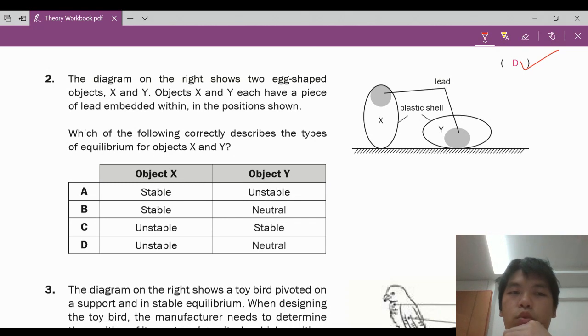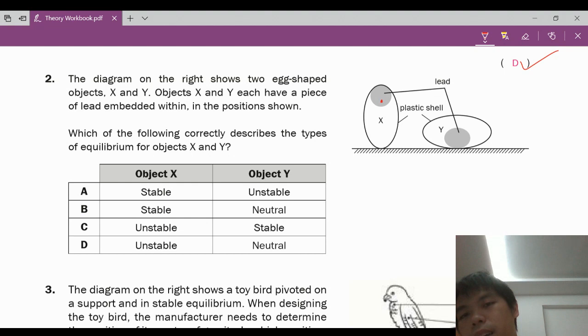The diagram on the right shows two egg-shaped objects, X and Y. There is lead embedded inside. Which of the following correctly describes the type of equilibrium? So look at X. The center of gravity should be slightly higher up. The center of gravity is here. So which of the following describes the types of equilibrium for objects X and Y?